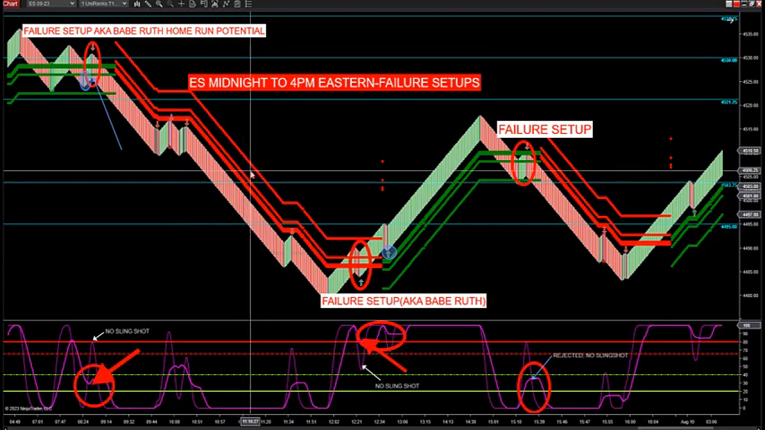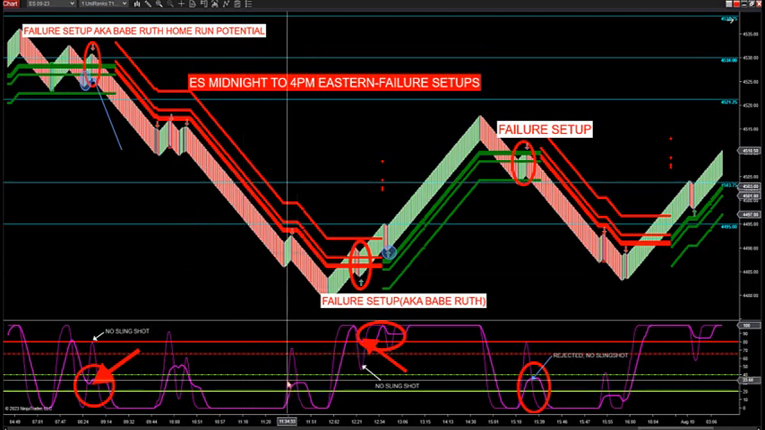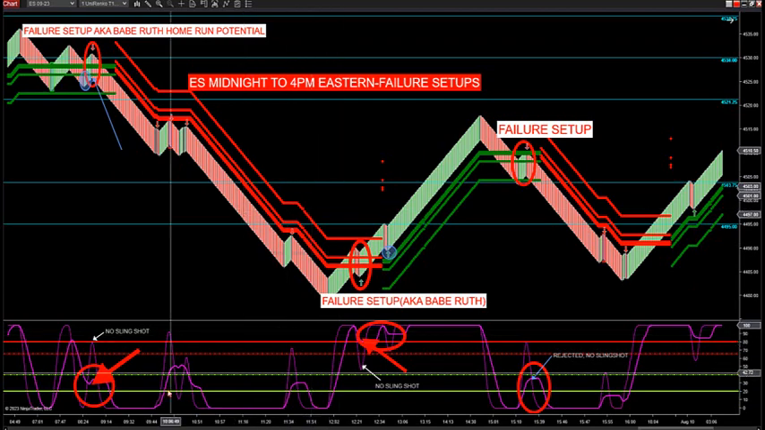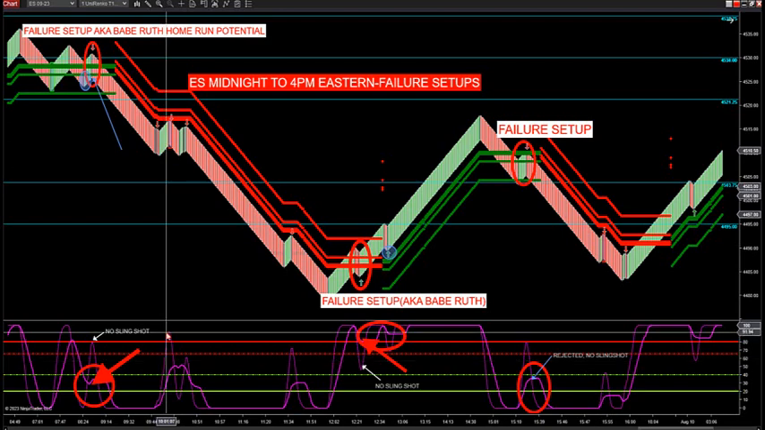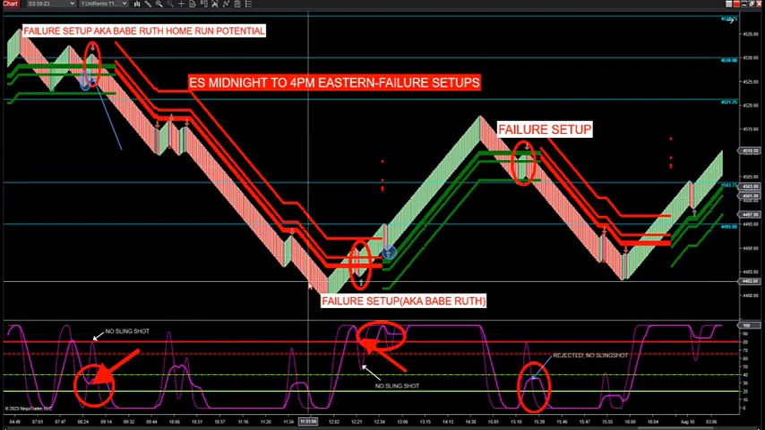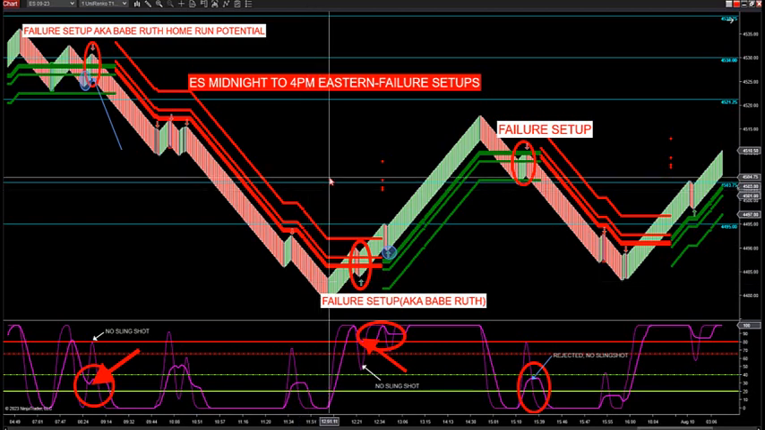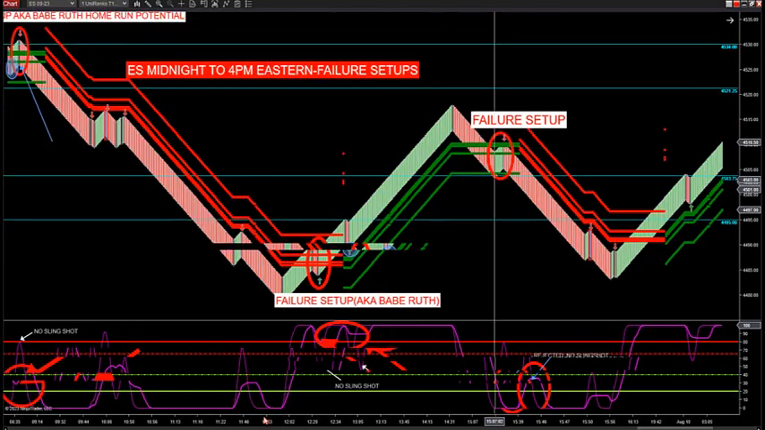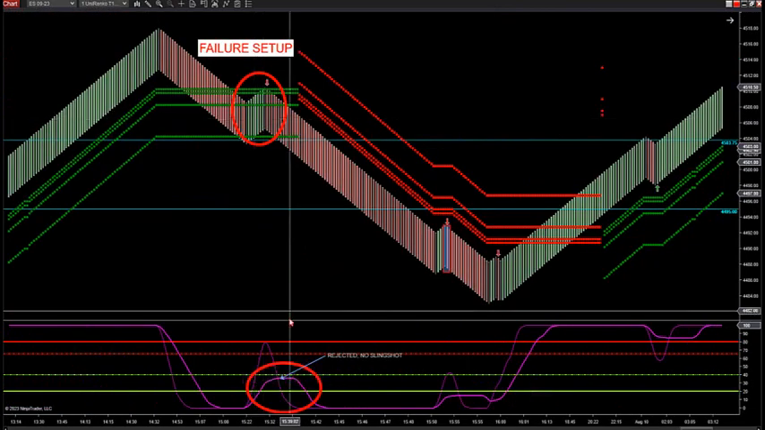That's easy. If you come into my zones and my oscillator goes below 20 and above 80 for buys, or for sells, if it goes above 80 and back below 20, like this big one here, huge slingshot, then that's a slingshot. Well, failures are the same way. Failures are saying it's a failed slingshot. That's all it is.